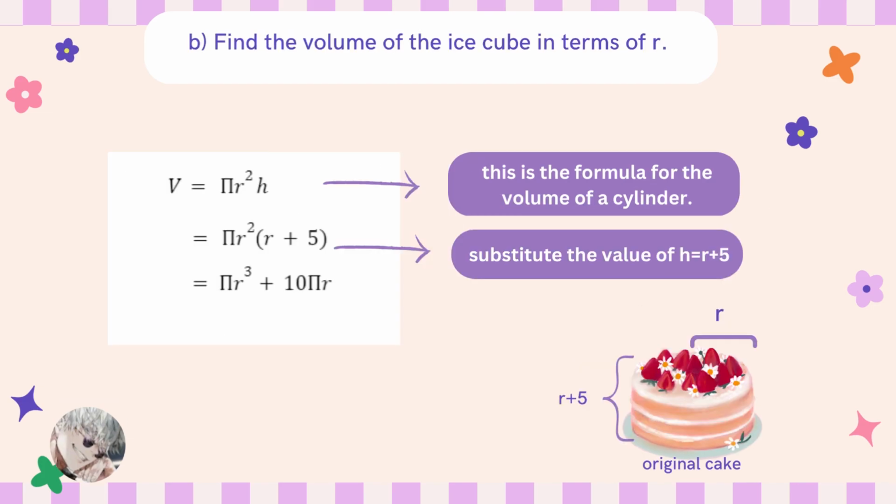The second question is find the volume of the ice cream cake in terms of r. The formula of volume of cylinder is equal to pi r squared h. So we just need to substitute the value of h, which is equal to r plus 5, and then we expand it. So the answer is pi r cubed plus 5 pi r squared.